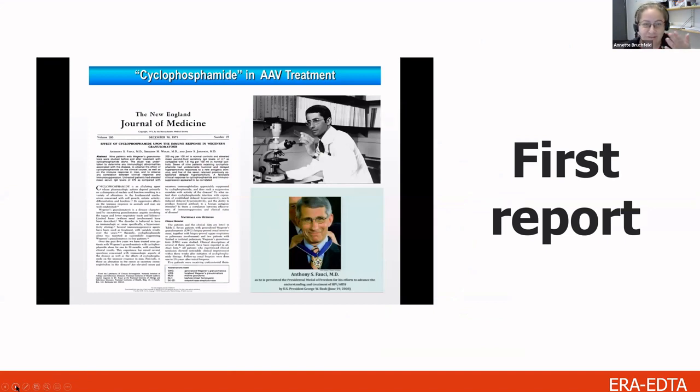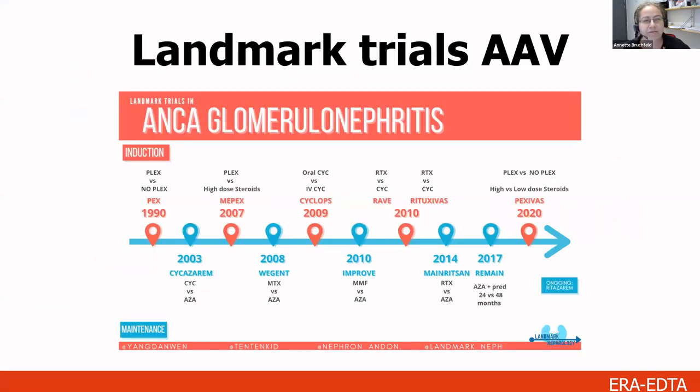I also want to say that, considering how long we've been treating patients with the old drugs, this is already a publication by Anthony Fauci from 1973, the first 17 patients treated with cyclophosphamide. It's a really long time. Things have been a bit slow in this field, but now I think they're moving faster. These are landmark trials for induction and maintenance, and I will talk about the newer ones after 2020.